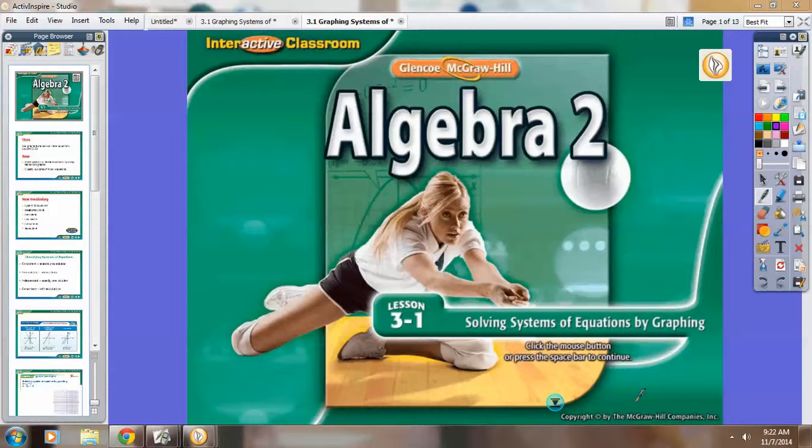In chapter 3, there are going to be 3 ways that we learn to solve systems. Number 1 is graphing. That's what we're going to do first. The second way to solve is using elimination. And we'll also learn about substitution. We did all 3 of those in Algebra 1, so you should remember them.